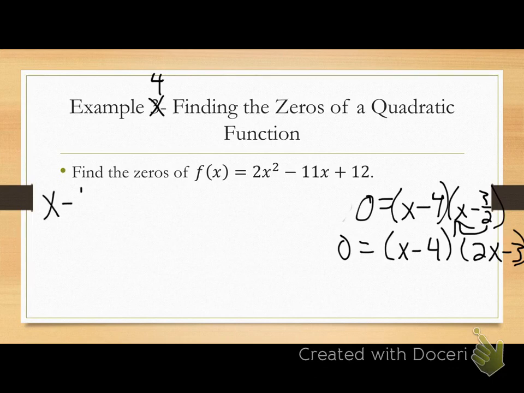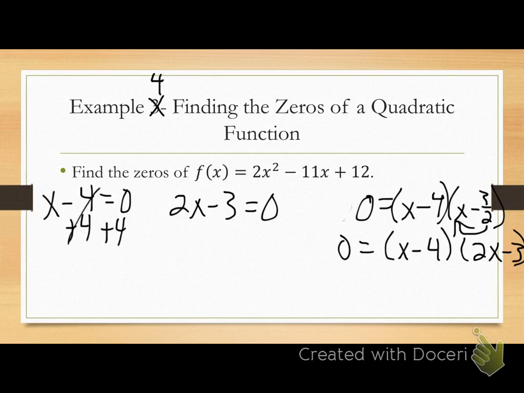So x minus 4 equals 0. How do I get x by itself? Add 4. So x equals 4 is one of my solutions. We good with that? Yeah.